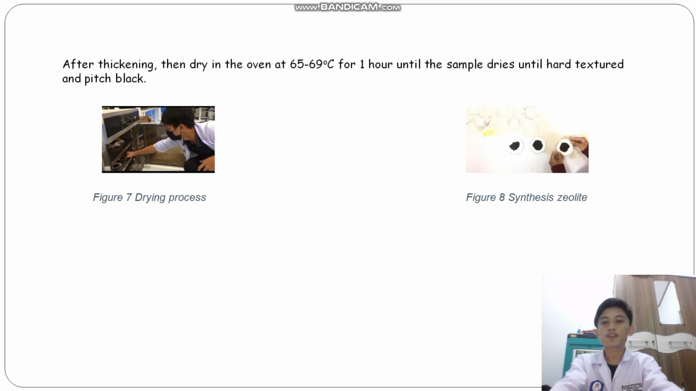After it thickens, then drying in the oven at 75 degrees Celsius for 1 hour until the sample dries, hard textured and pitch black. Figure 7, the drying process, and Figure 8, synthesized zeolite.